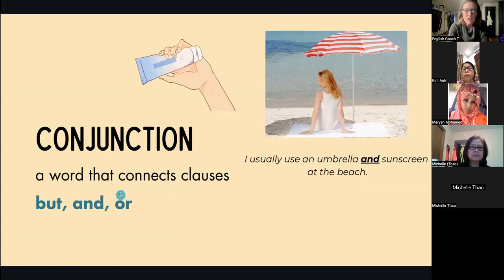Conjunction. A conjunction is a word that connects sentences, or sometimes we say clauses, like but, and, or. So let's look at our example sentence. I usually use an umbrella and sunscreen at the beach. So now we made our sentence longer by adding a conjunction that connected umbrella and sunscreen.